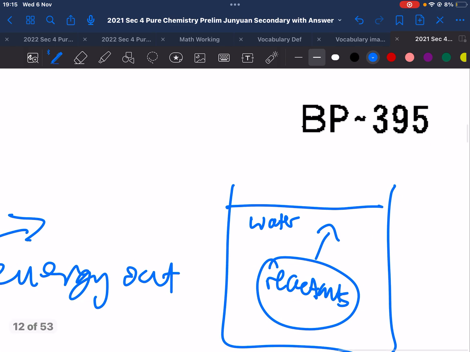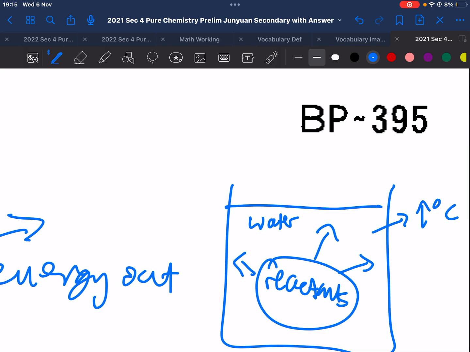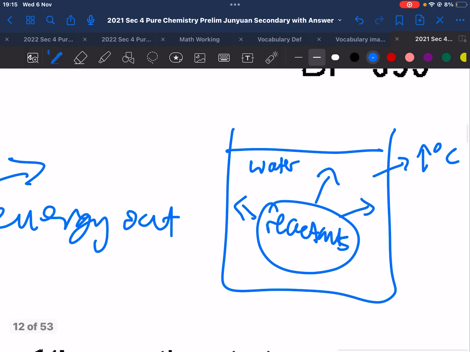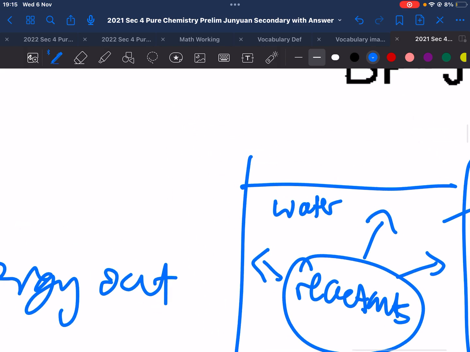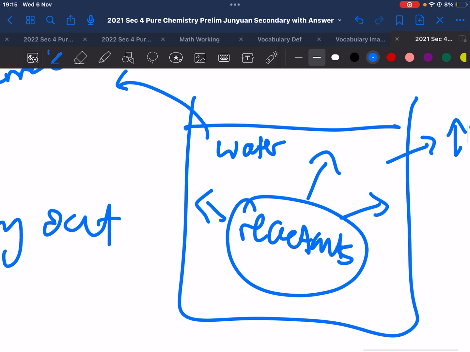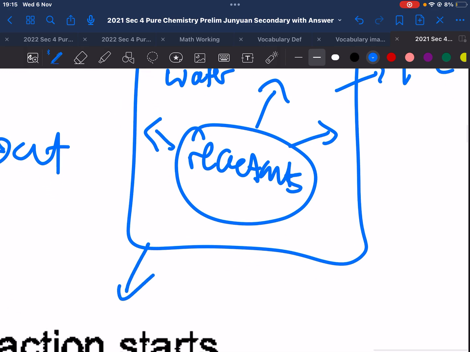Reactants. The energy will come out from the reactants. So basically my water will increase in temperature, because the energy from the reactants comes out to the water, which is basically your surroundings. The water is not the reactants. The energy does not come out here.